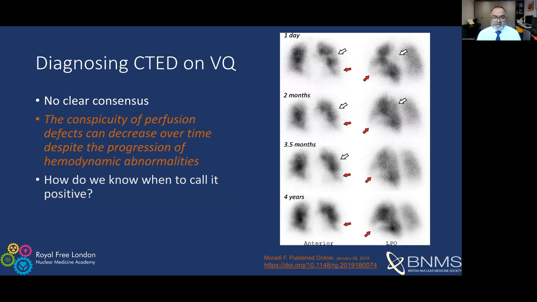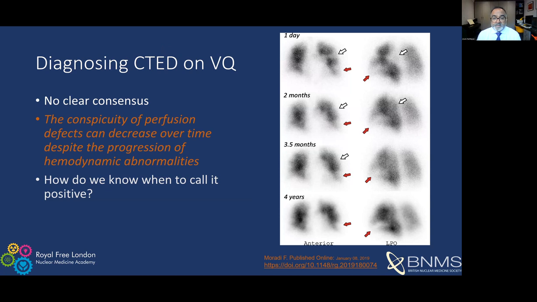So how do we actually diagnose chronic thromboembolic disease on a VQ scan? Well, unfortunately, there's no clear consensus. The difficulty is that we know that when we image patients after they've been treated, often pre-existing defects have resolved or significantly improved.